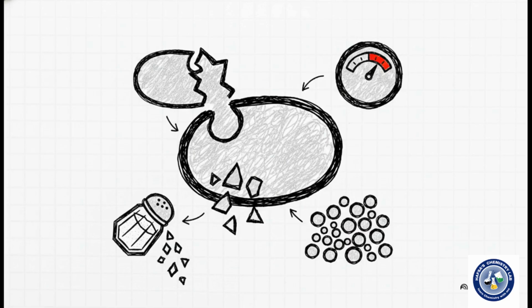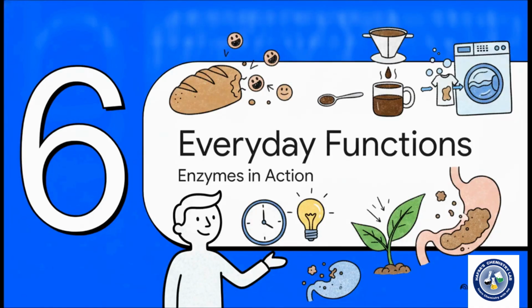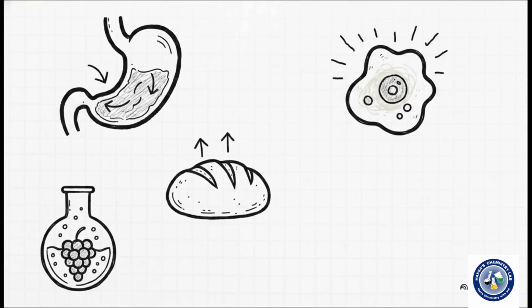Pretty clever, right? All right, let's bring all this complex biochemistry back down to earth in section 6, everyday enzyme functions. Because truthfully, enzymes are everywhere. Inside you, right this very second. Protein kinases are facilitating signal transduction, while ATP synthase is working nonstop to generate your body's energy. Digestive enzymes are busy breaking down your last meal into smaller, usable substances.